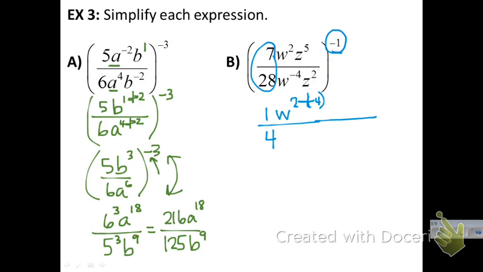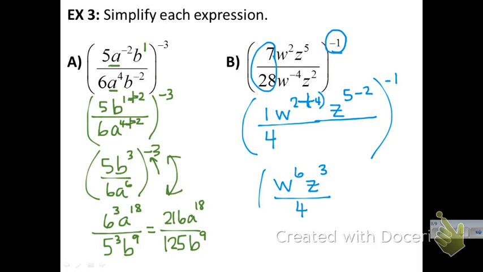Our z's are also greater in the top of our fraction, so we have 5 minus 2, and this is all to the negative 1. We'll simplify that and write it as w to the 6th, z to the 3rd. You can leave that 1 there if you want, all over 4. And this is all to the negative 1. That negative 1 is going to flip your fraction, so the 4 will become the top, the w to the 6 will be on the bottom, as well as the z to the 3rd. And that is as simplified as that fraction will become.